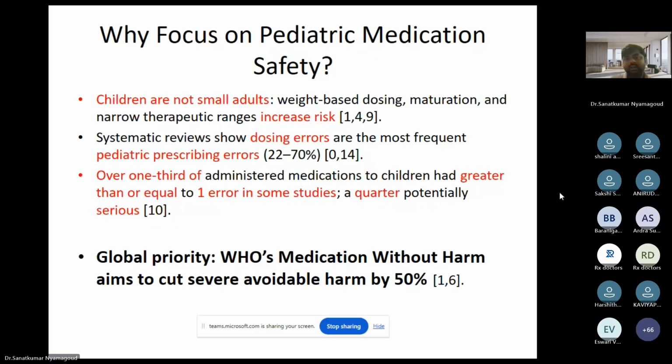Next is, do we need to concentrate on this? Why are we focusing on medication, that too especially pediatric medication safety? Is it necessary, or do we have other diseases? Why are we talking about only the pediatric population? You might be aware that they are not like us.